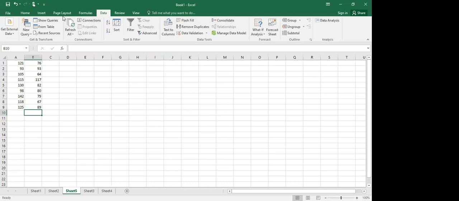Then after, so I have the data of before and after here. Do you have the data? Yes. Okay.